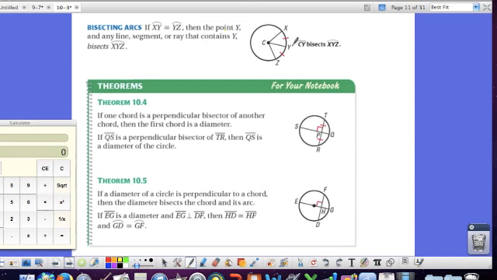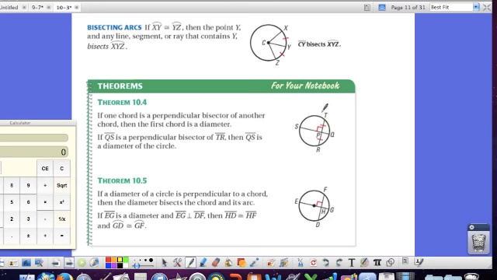If XY is congruent to YZ, then point Y and any line segment or ray that contains Y bisects arc XYZ. If one chord is a perpendicular bisector to another chord, then the first chord is a diameter. SQ is a diameter because it bisects TR.